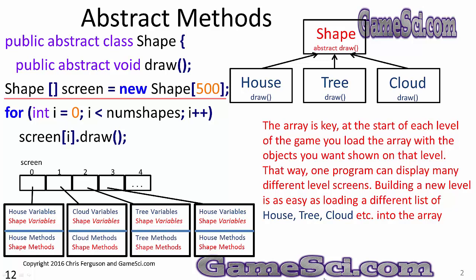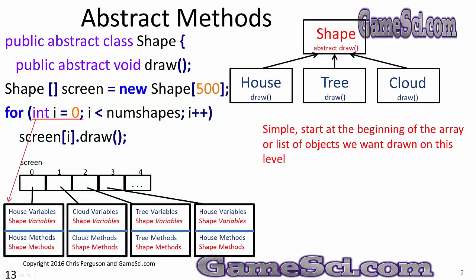The array is key. At the start of each level of the game, you load the array with the objects you want shown on that level. That way, one program can display many different level screens. Building a new level is as easy as loading a different list of house, tree, or cloud objects into the array. This array is going to get what we want to put on the screen: houses, trees, and clouds.